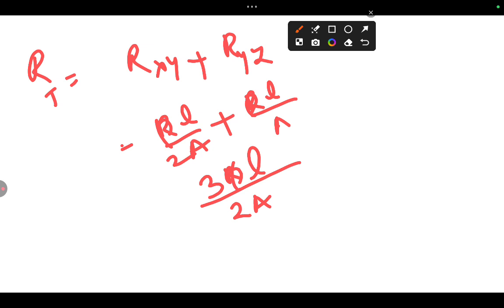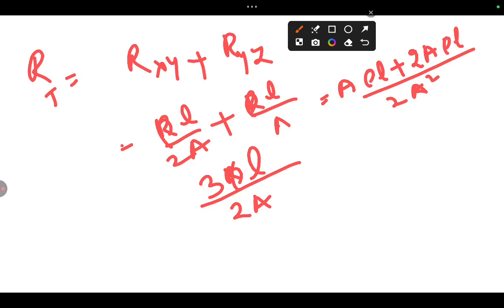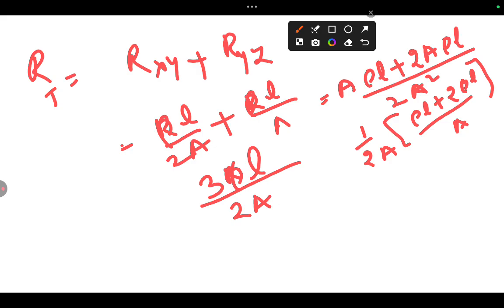A plus A, cross multiplication. Let's wait, better: A rho L plus 2A rho L over 2A square. Then you will get 2A is common. You take 1 by 2A. If you take it common, it will be rho L plus 2 rho L by A. That means, okay, over 2A square, we will consider.